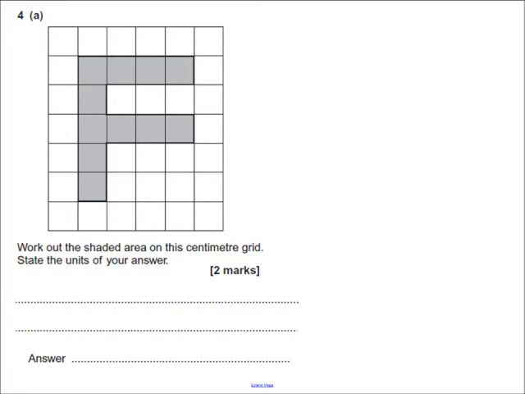Question 4a. Work out the shaded area on this centimetre grid. State the units of your answer. And there are 2 marks. So it's 1 mark for the correct area and 1 mark for the correct units. Now, when you get these centimetre grids, the way to work out the area is just count the shaded squares. So we have 1, 2, 3, 4, 5, 6, 7, 8, 9, 10, 11. So it's 11, and because it's a centimetre grid, it's going to be centimetres, and they're going to be squared.